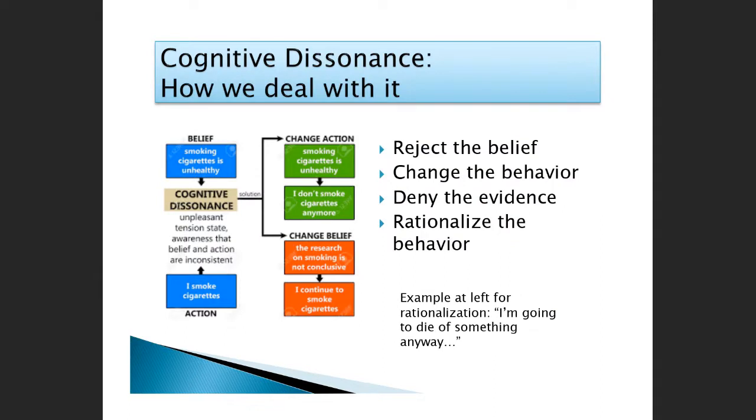So let me continue to explain this a little bit. Let's say a belief is that smoking cigarettes is unhealthy. In that blue box, that's the belief. And in the bottom blue box, it says a person smokes cigarettes. That leads to cognitive dissonance, which is an unpleasant tension state and awareness that the belief and action are inconsistent. So we can either change our action, so smoking cigarettes is unhealthy and therefore quit smoking, or change the belief, which is that the research on smoking is really not conclusive, so I can continue to smoke cigarettes.